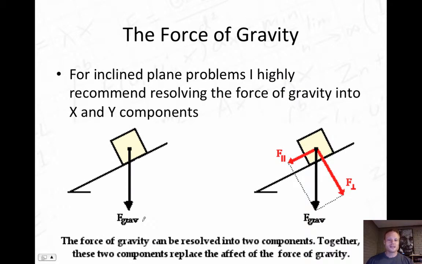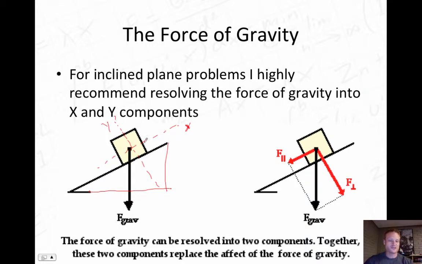So here is an example of a picture. For inclined plane problems, I highly recommend resolving the force of gravity into x and y components. You'll notice here's this inclined plane that's half drawn in, but I'll just finish it. There's a box on it, and the force of gravity acts directly down. I recommend setting up your axes: here's your y-axis, and here's your x-axis, in line with the plane itself. So the x-axis is parallel with the plane, and the y-axis is perpendicular to the plane.